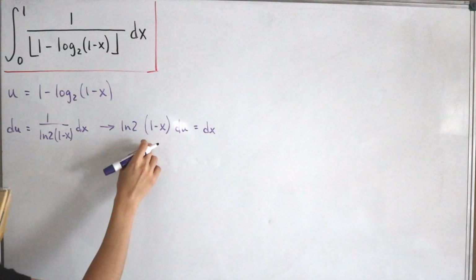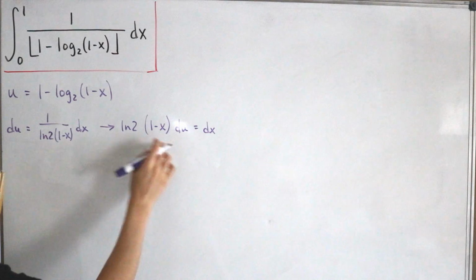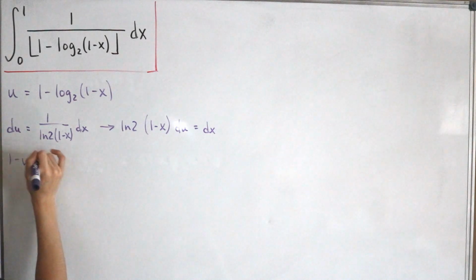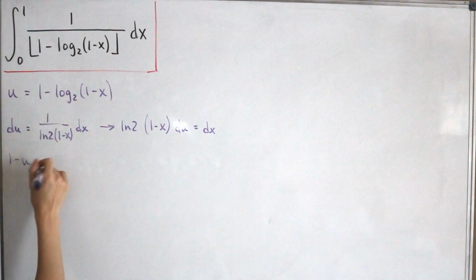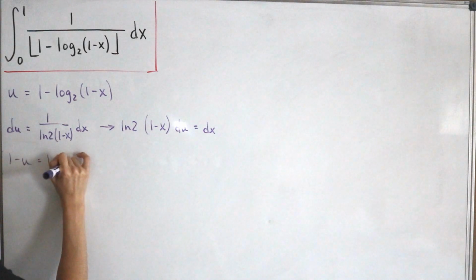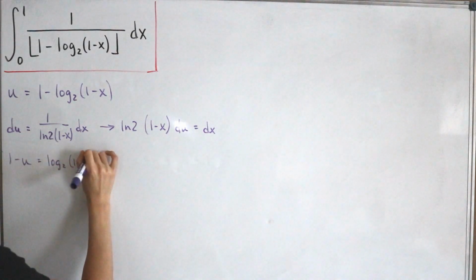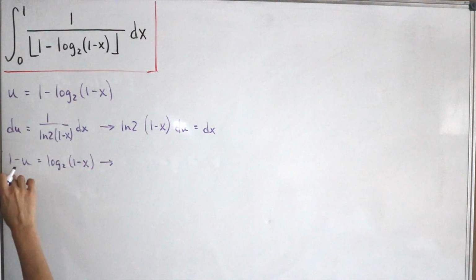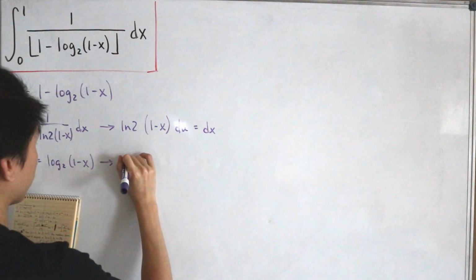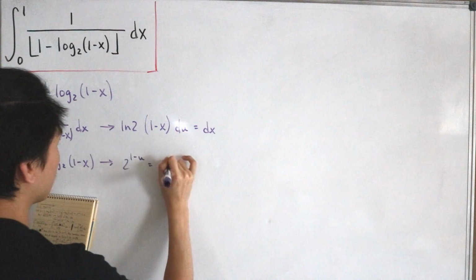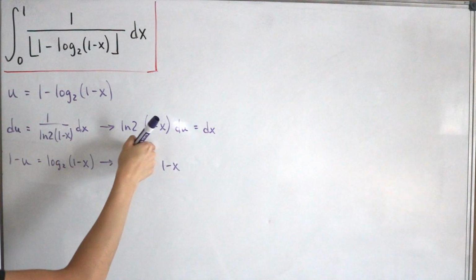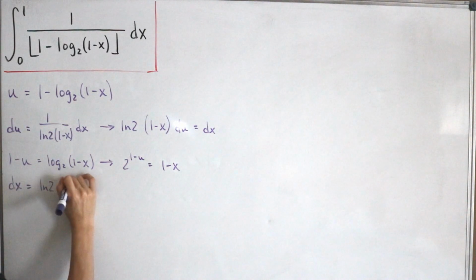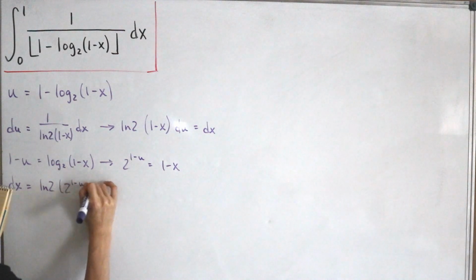Then we need to do something about this 1 minus x, because everything needs to be in terms of u. Solving from back here, we have 1 minus u, so I subtract the 1 and divide by negative 1, and we have log base 2 of 1 minus x. Using the definition of how logarithms work, this is 2 to the power 1 minus u equals 1 minus x. So I substitute this back in for our new dx differential: dx is equal to ln of 2 multiplied by 2 to the power 1 minus u, du.